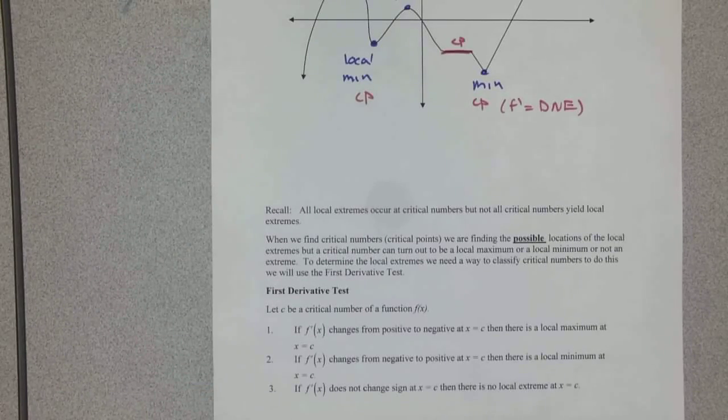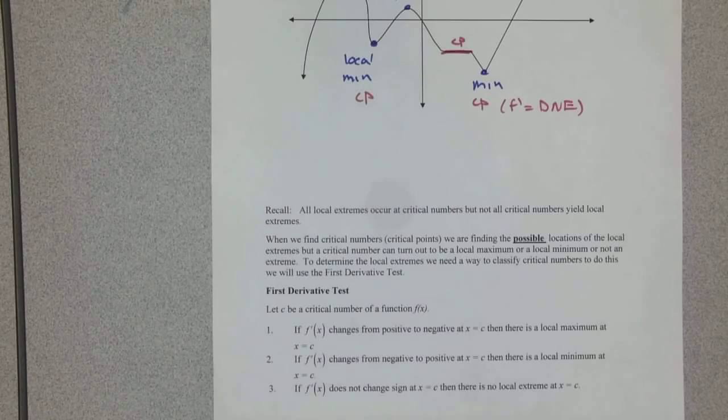First derivative test says this. Let c be a critical number of a function f of x. So you already have all your critical numbers. Now it's time to classify them. If f prime changes from positive to negative at x equals c, then there's a local maximum at x equals c. If f prime of x changes from negative to positive at x equals c, then there's a local minimum at x equals c. If f prime of x does not change signs at x equals c, then there is no local extreme at x equals c.